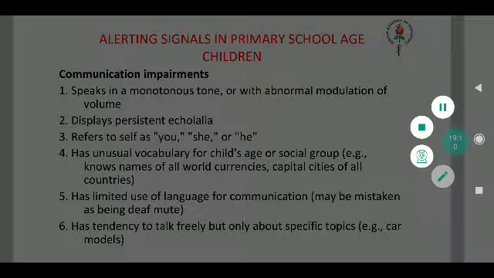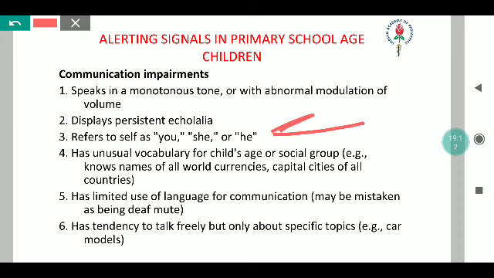This is often the most characteristically identified point with which we do tend to see children. Unusual vocabulary for the child's age or social group. Now, here I am going into the spectrum of being able to tell more for age. That is, being able to, for example, name all the capital cities of all countries, or knowing the name of all world currencies, or all the state capitals of India. This is not expected for a child who is in preschool or in primary school. So it is definitely an alert sign.